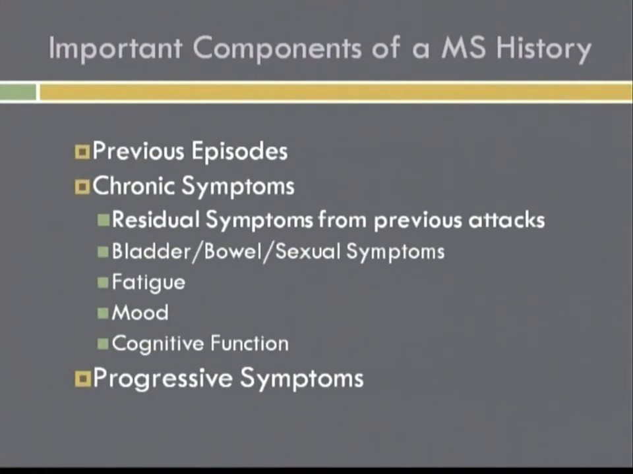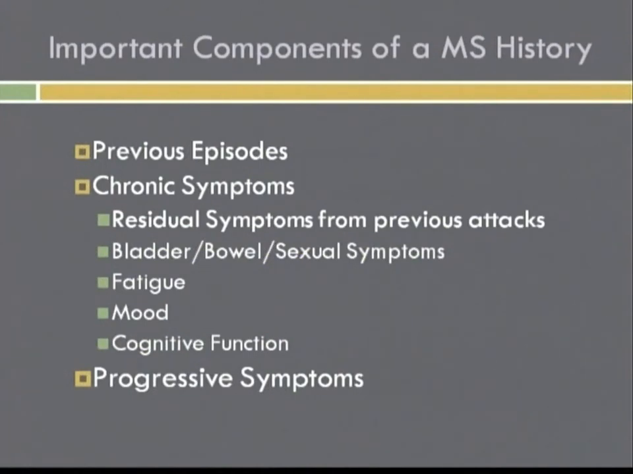And so what we want to know as an MS doctor is what previous episodes a patient has had. These would be previous attacks. And what we want to know about them is when they occurred, where they occurred in terms of where in the nervous system, what symptoms they caused, and how the patient got better from them, how the symptoms resolved.